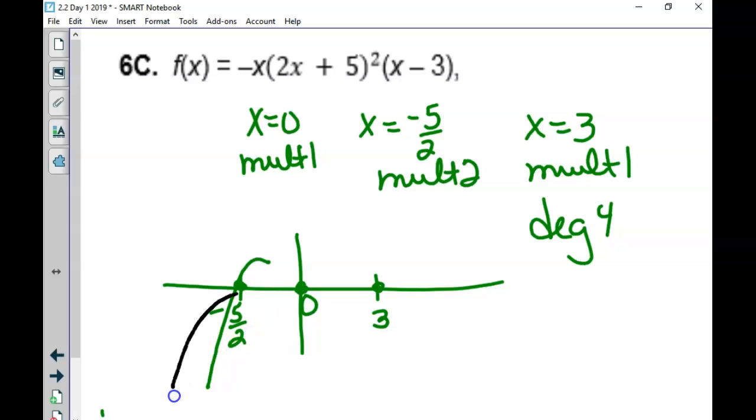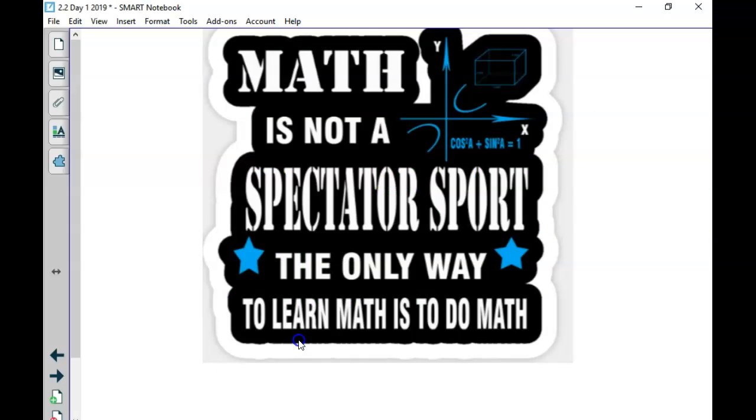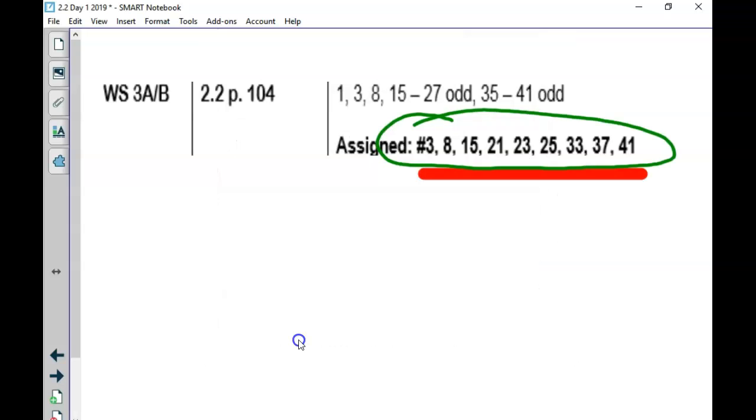This one would have bounced here and then crossed so that it had both ends down. All right, so we finished this lesson. You should be able to do all those.